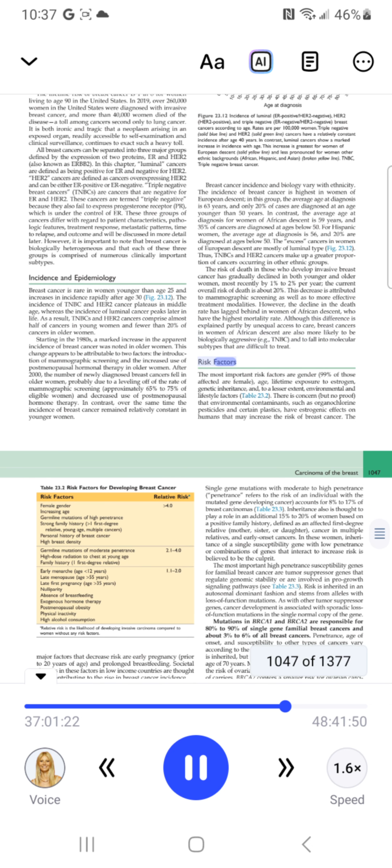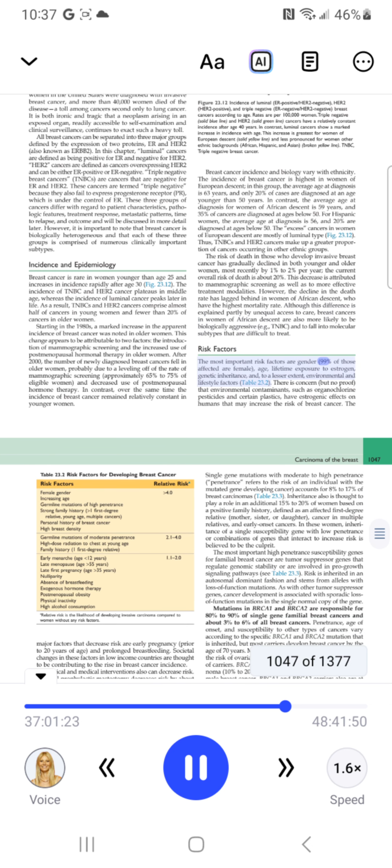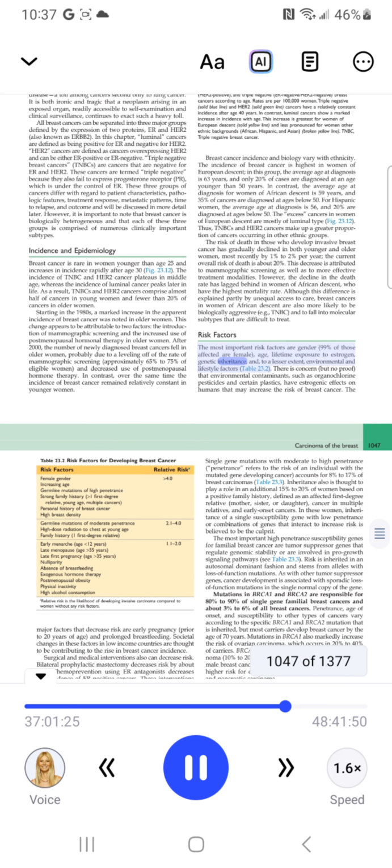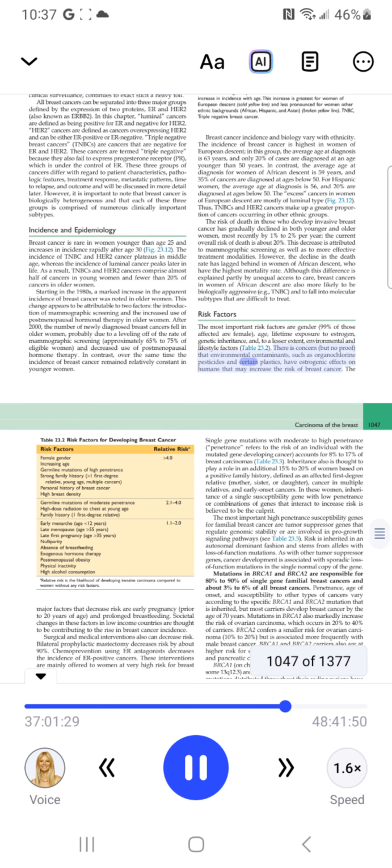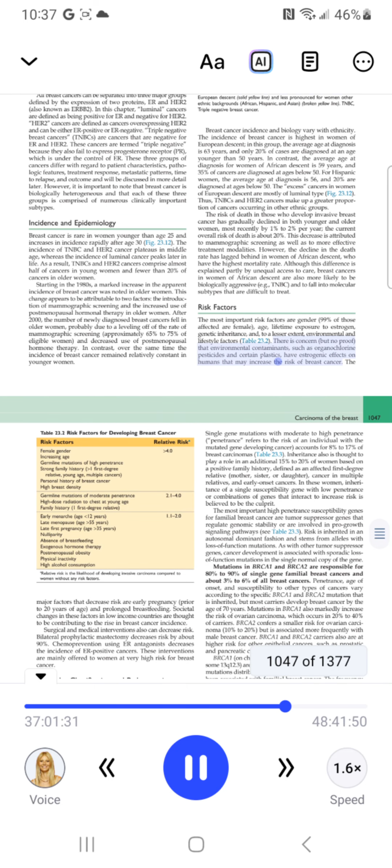Risk factors. The most important risk factors are gender, 99% of those affected are female, age, lifetime exposure to estrogen, genetic inheritance, and, to a lesser extent, environmental and lifestyle factors. Table 23.1. There is concern, but no proof, that environmental contaminants, such as organochlorine pesticides and certain plastics, have estrogenic effects on humans that may increase the risk of breast cancer.